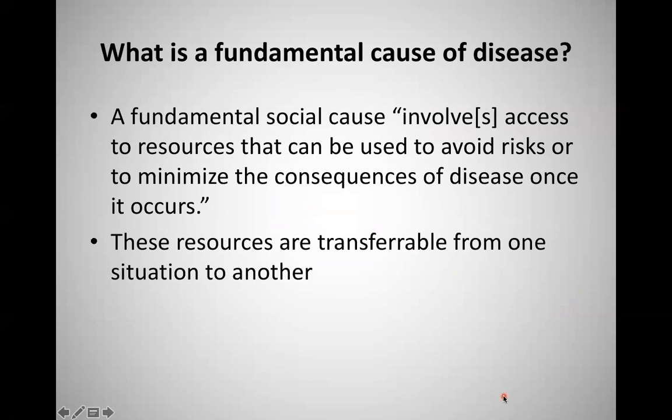So a fundamental social cause of disease involves access to resources that can be used to avoid risks or to minimize the consequences of disease or risk once it occurs. It operates at these two levels. It prevents risk, and at the same time, it helps individuals minimize the consequences of this risk.